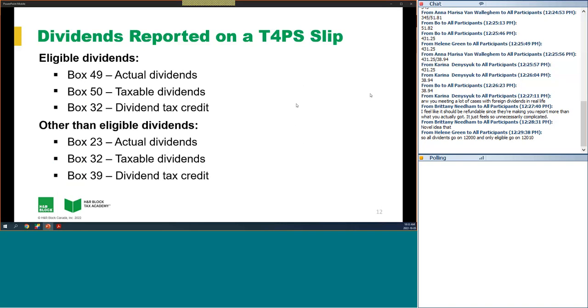Here we go. What is the next slip? On a T3, box 49, 50, 51, and 23, 32 and 39, don't ask me why they're not in order. There's probably a reason for that. Don't try to memorize them. The boxes themselves are very clear. They say other than eligible, actual taxable dividend, and eligible actual taxable dividend. Just read the slip. So in this case, box 50, 51, 32, and 39 will end up on your worksheet and then ultimately on your tax return.